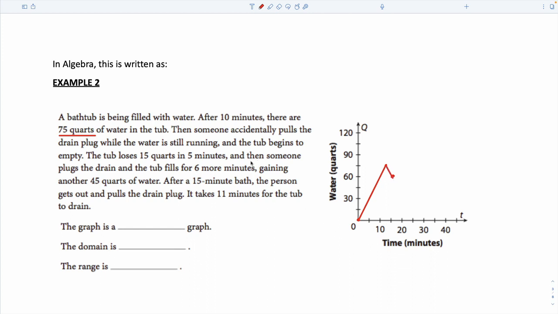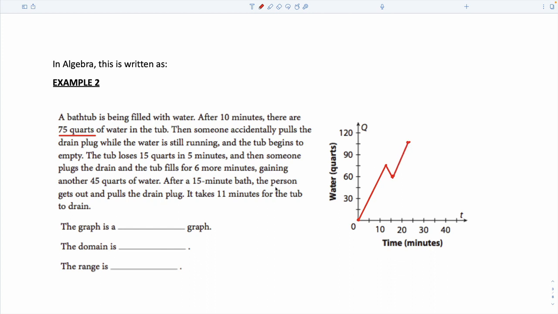It lost some. Someone plugs the drain for 6 more minutes, from 15 over to 21, and it's going to gain 45 quarts. From 60 to 45 is 105. We'll have to estimate. If that's 90, that's 105. Oh, that is good. Right there's 105. Go over to 21. Make a dot and connect.